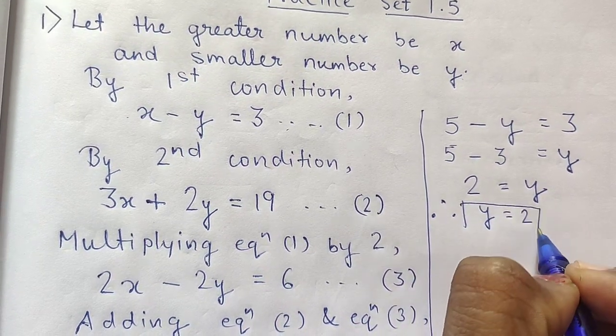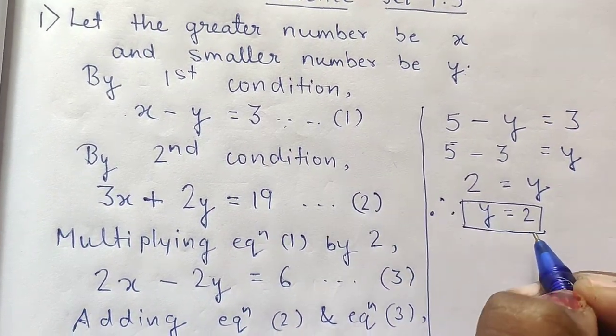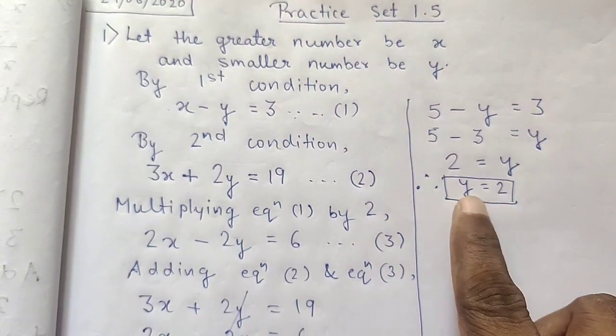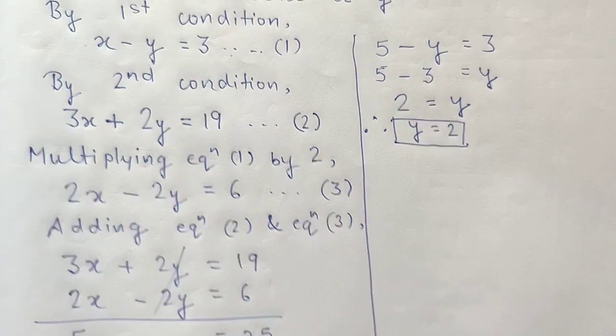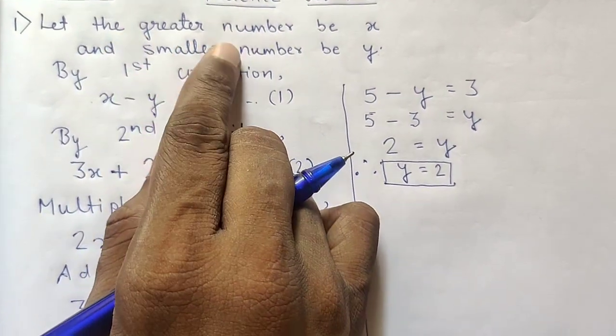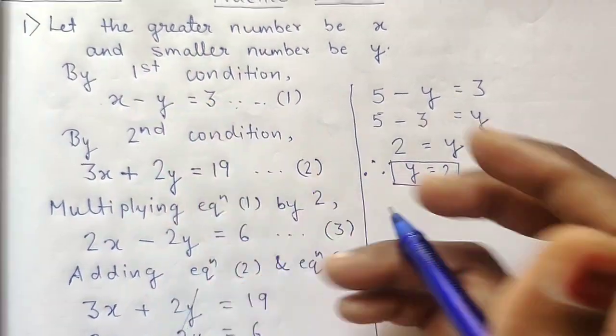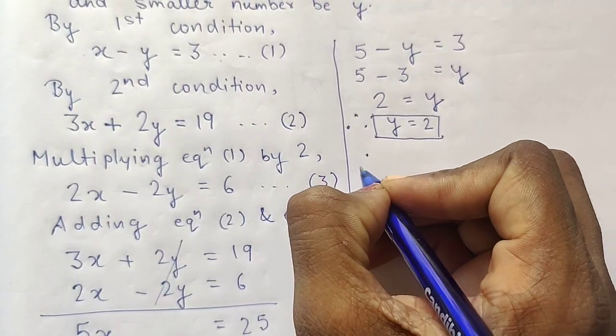Okay, clear? So in this way we got the value of y 2 and value of x 5. Now what is our x? Greater number, and what is y? Smaller number. So we can write our final answer.